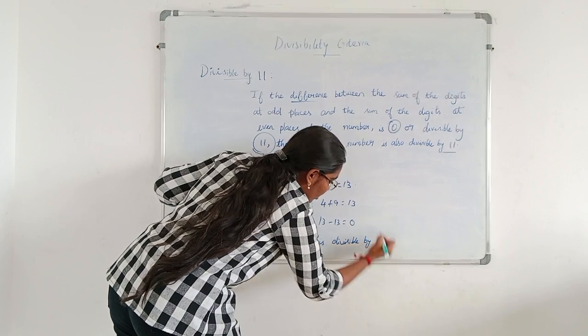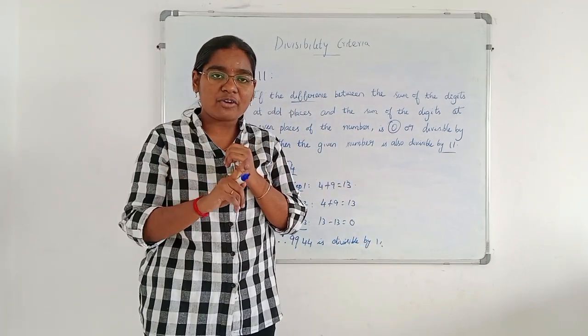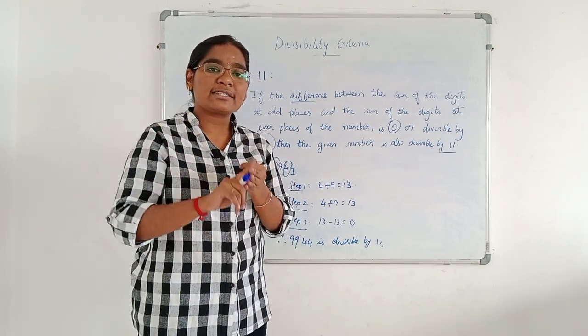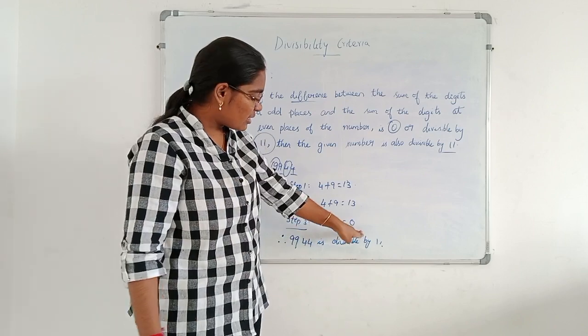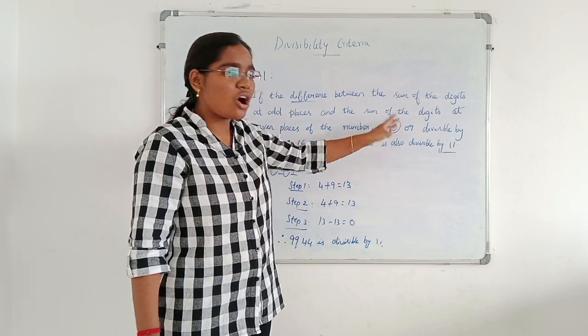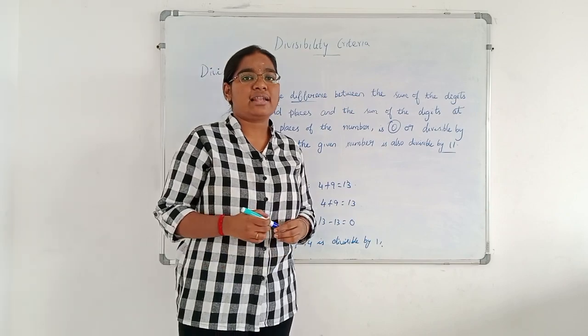So the overall concept is you should find the sum of the digits at odd places, next at even places, then third step you have to find the difference, and at last you will get one answer. That answer should be either 0 or a multiple of 11. Then that whole number is divisible by 11.